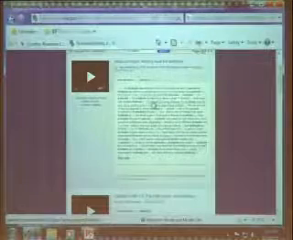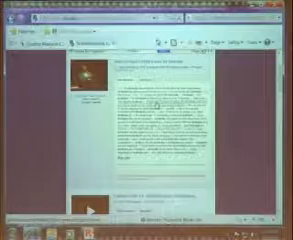Let's try a snippet. There we go. All of these challenges into turning biomass into biofuels.